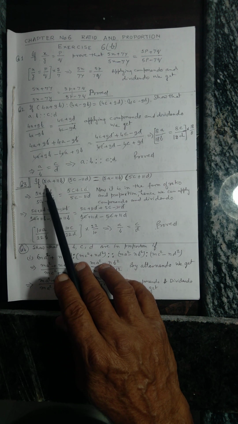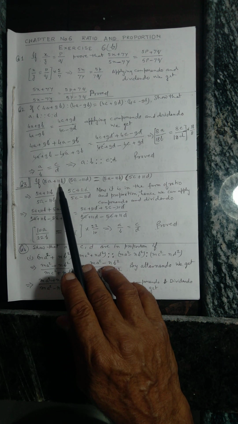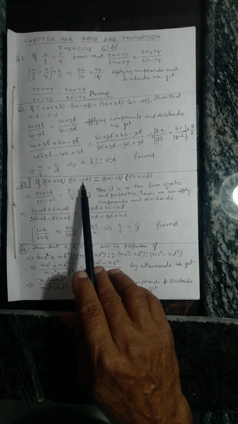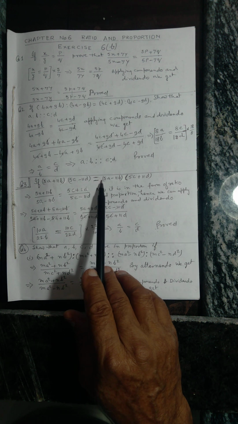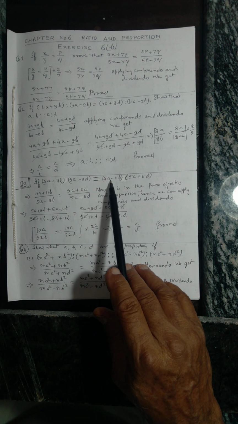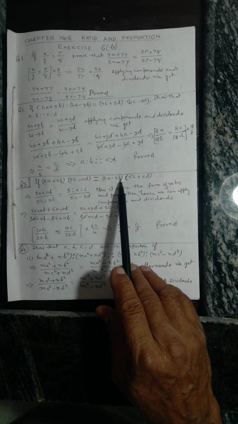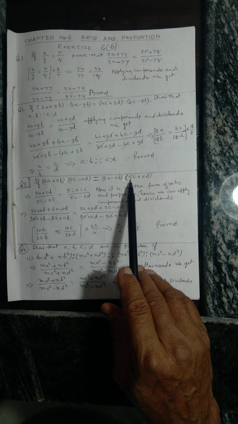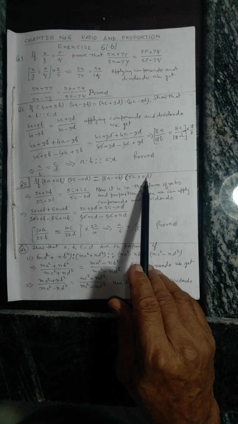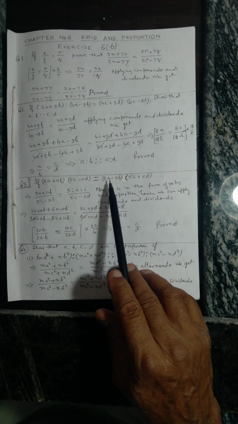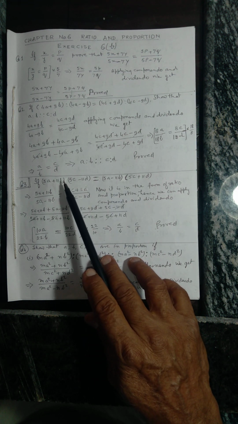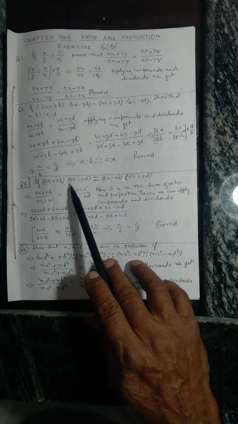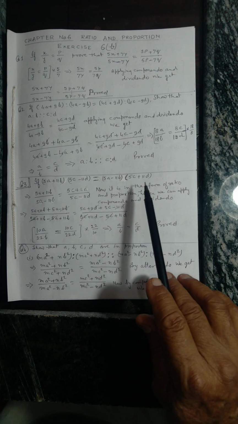If 5a plus 11b into 5c minus 11d equal to 5a minus 11b in bracket 5c plus 11d. You see, there is a multiplication sign. There should not be a ratio sign here. Otherwise it will be very difficult to prove. It will not be proved.